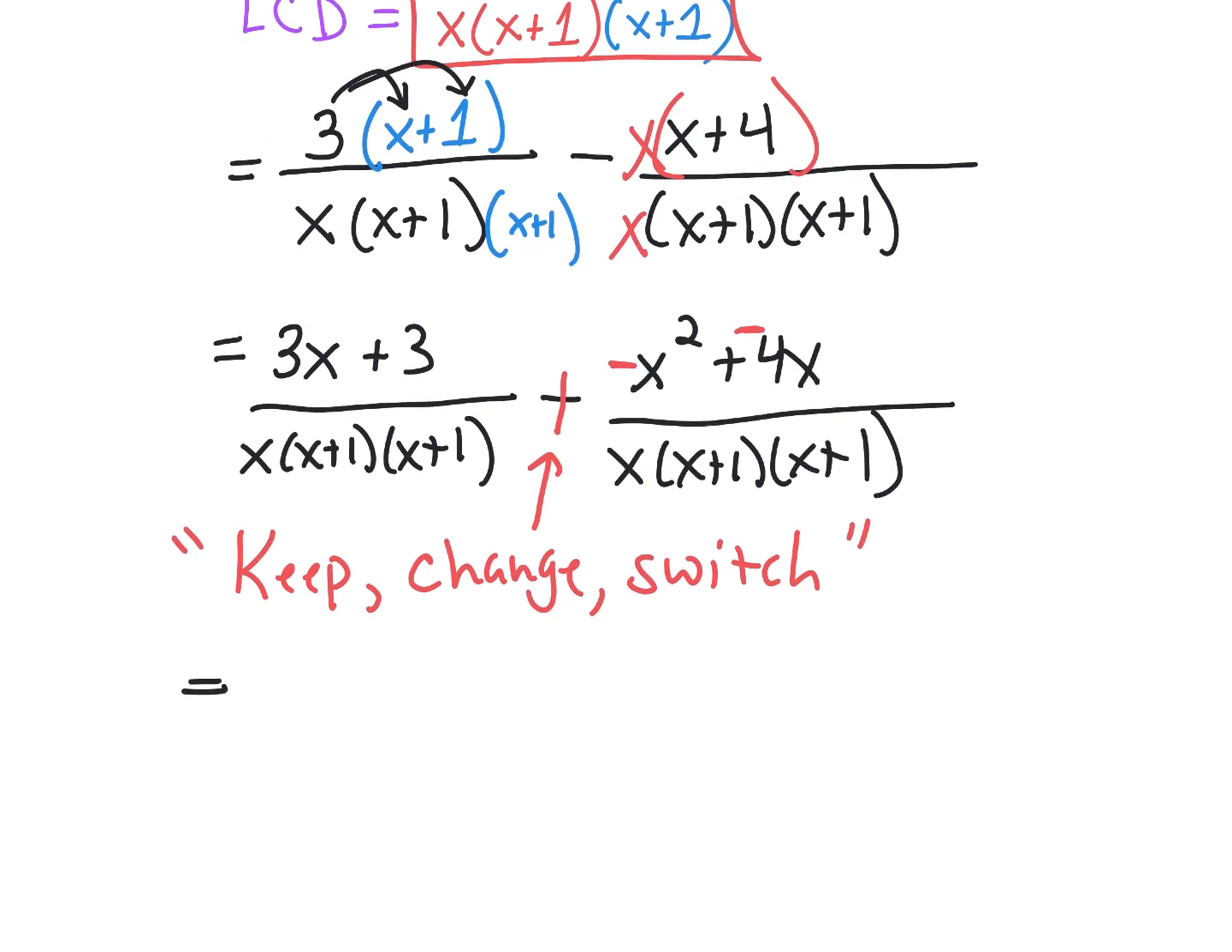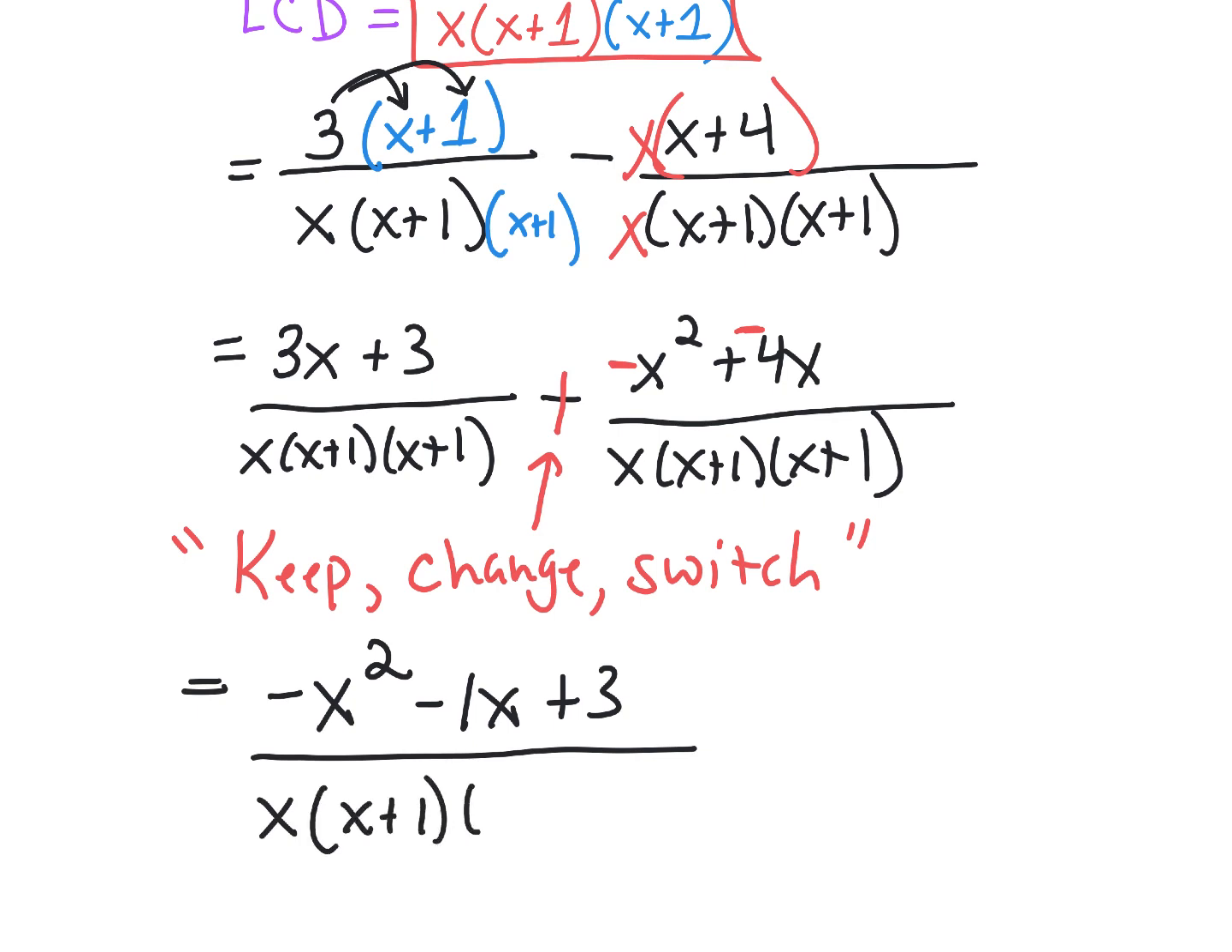So now I would go ahead and try to combine like terms. When I add these things together, I always start with my highest exponent. That way my answer's in standard form. So I'm going to write the negative x squared first because that's the biggest exponent that I see. And then I have 3x and negative 4x. That's negative 1x. And then I have a plus 3. And then that's all over x times x plus 1 times x plus 1.